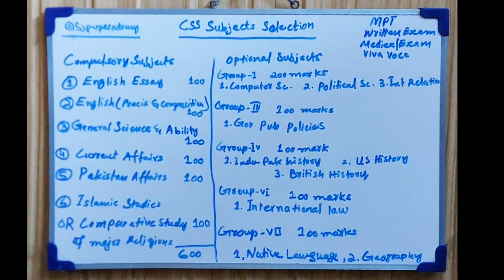And last but not least, from group 7 of 100 marks subjects, you can select your native language subject such as Sindhi, Urdu, Punjabi, Pashto, or Balochi, or you can opt for geography. If you think your writing in your native language is not good enough, then you should go for geography, because if your writing is not good enough, then you should definitely not select this subject.